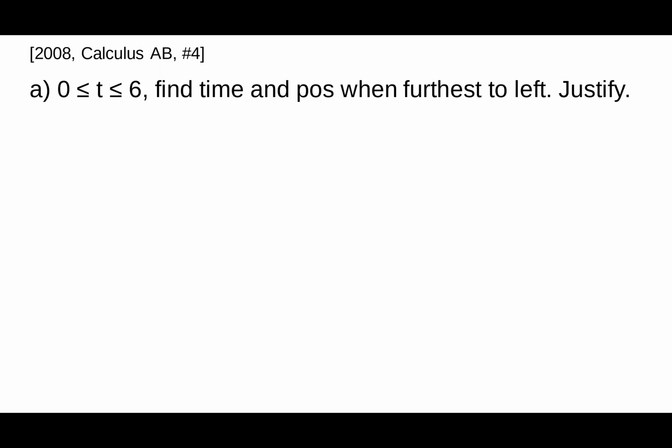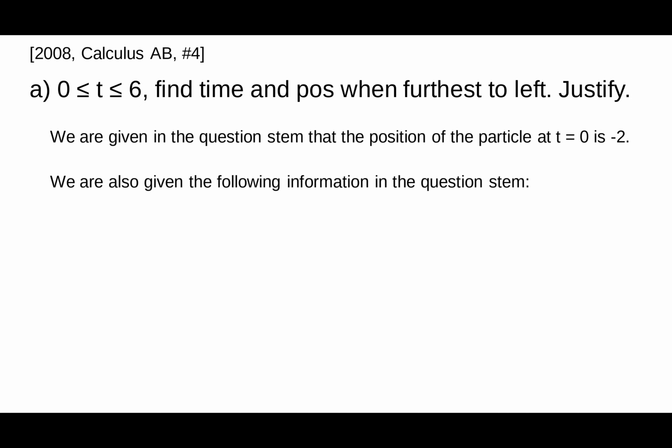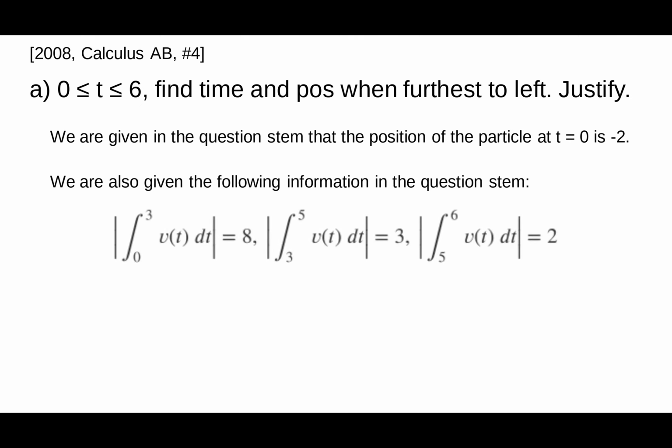In part A, we are asked to find the time and position on the interval from 0 to 6 when the particle is furthest to the left, and to justify that conclusion. All right, we are given in the question stem that the position of the particle at t equals 0 is -2. We're also given that the area of the region bounded between the graph of the velocity function and the x-axis between 0 and 3 is 8.